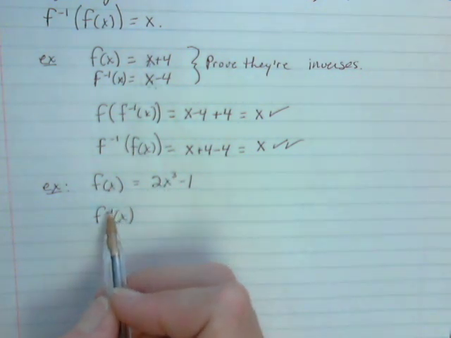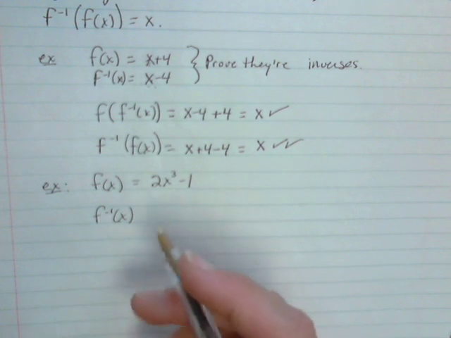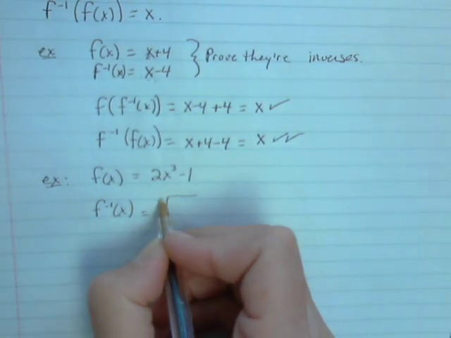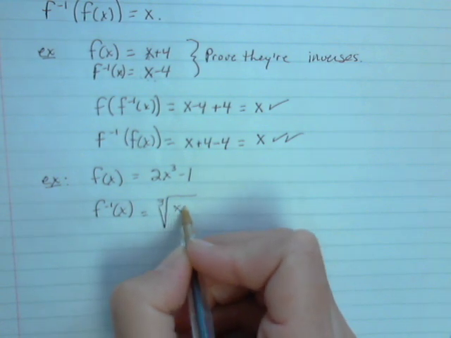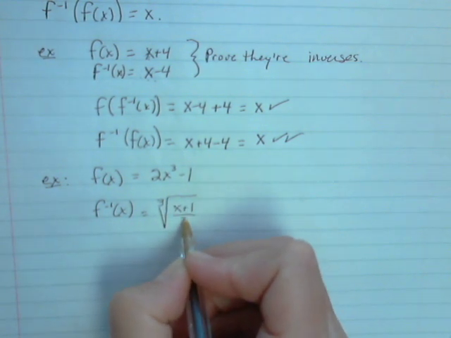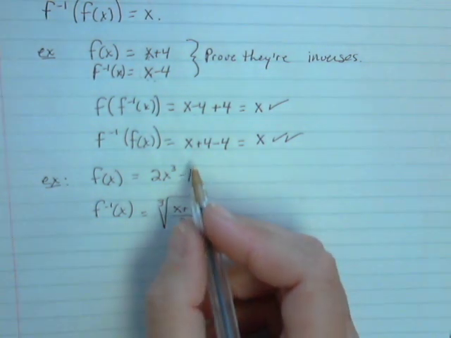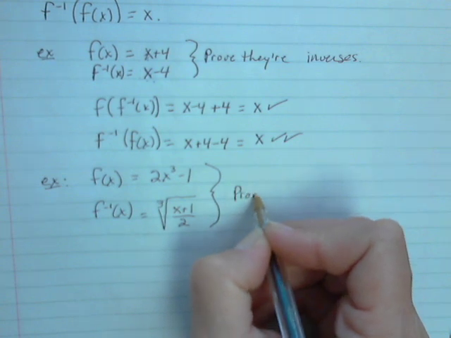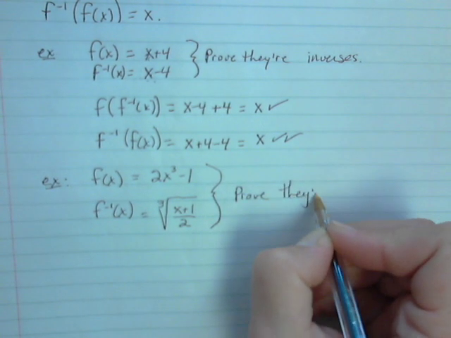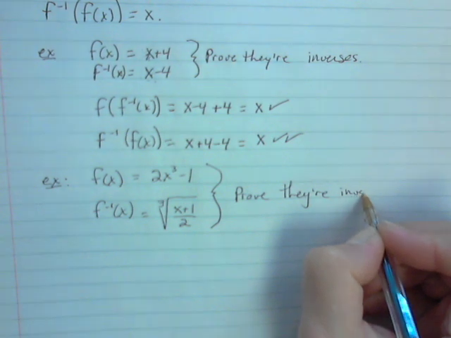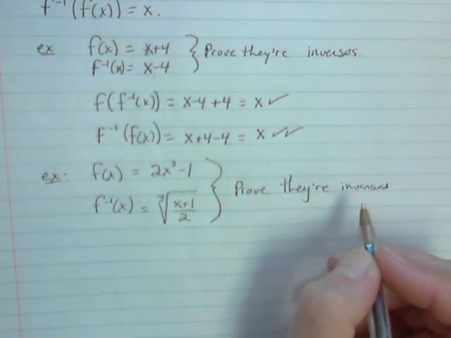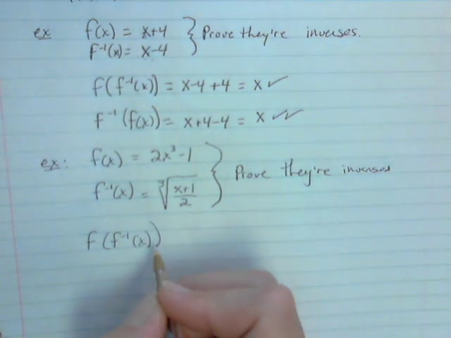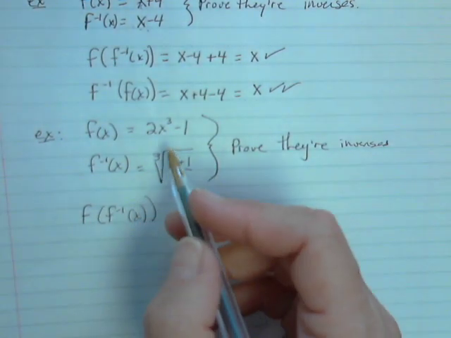So it would be a 3-step process to solve that for y once you switch x and y. And if you've done that algebra, you will get the cubed root of (x + 1) divided by 2. And we're going to prove that these two are inverses by showing f of f inverse of x and then f inverse of f of x.